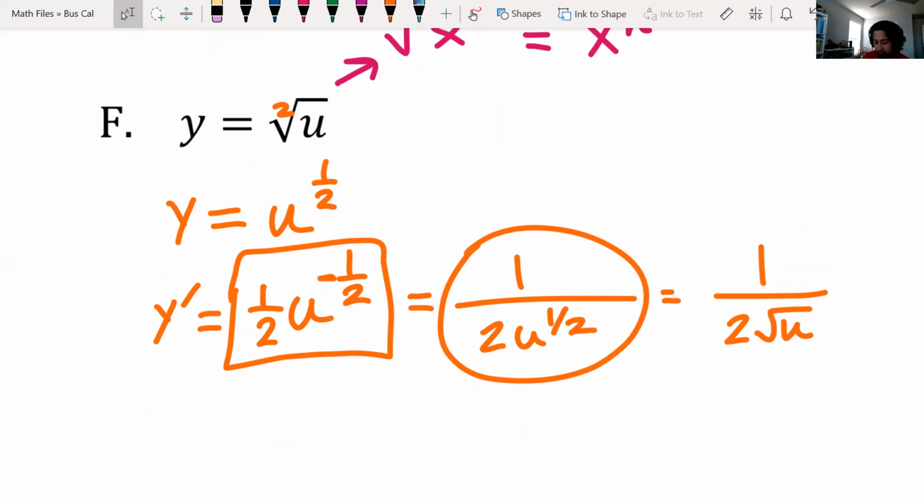All the rewrites use that same x to the negative n equals 1 over x to the n. Exactly. Cool. Got it. Thank you. Yep.